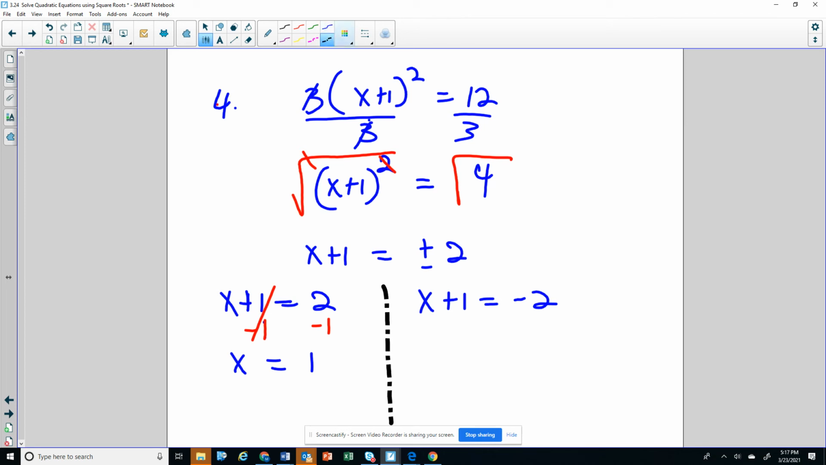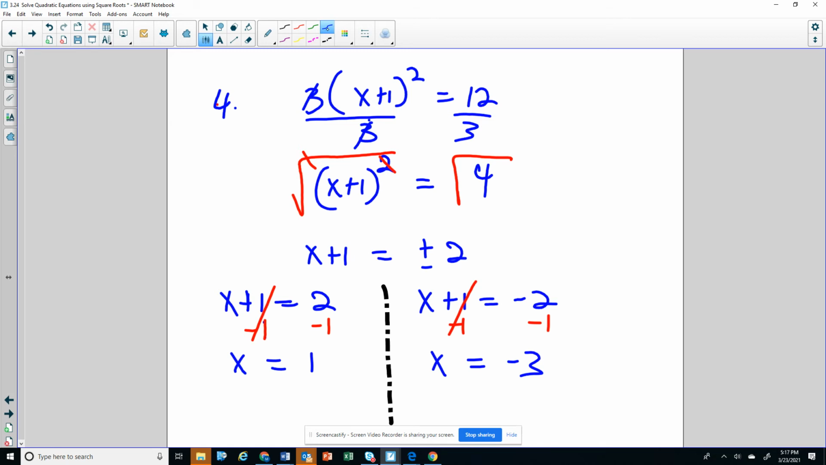All right. Okay. So on the other side now, I'm going to add a negative 1 here and a negative 1 there. That goes away. So I'm left with x is equal to negative 3. So those are the solutions. If you graph this equation, the graph would cross the x-axis at 1 and negative 3. Okay?